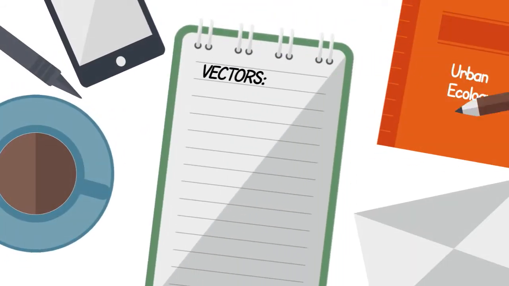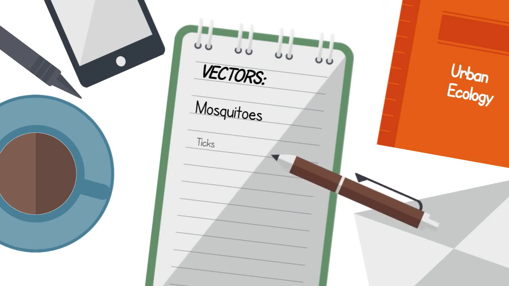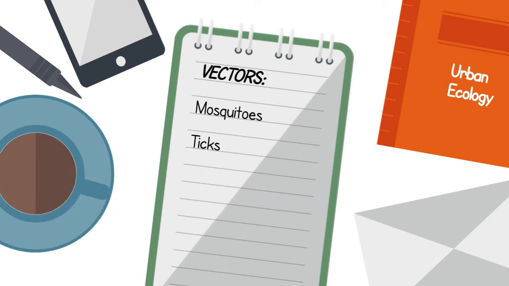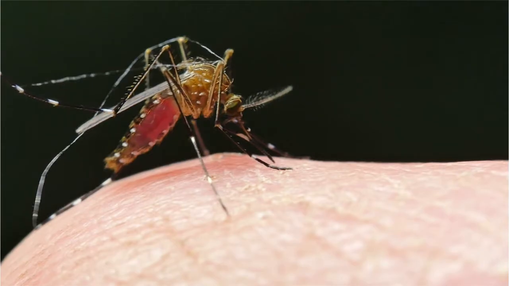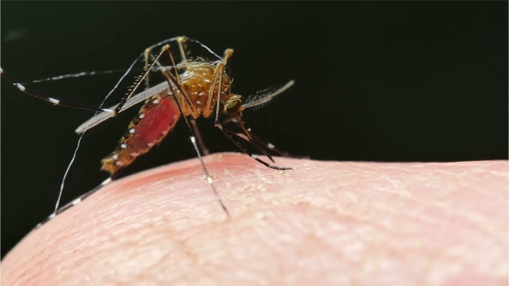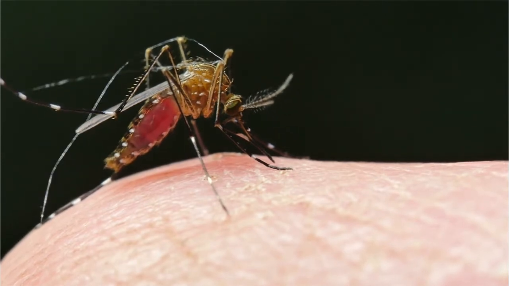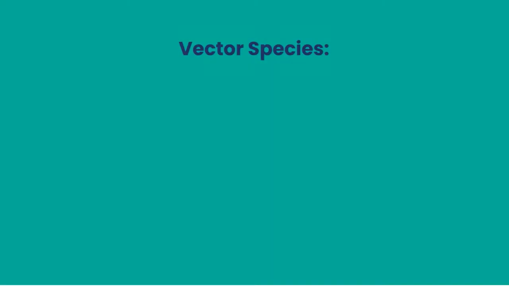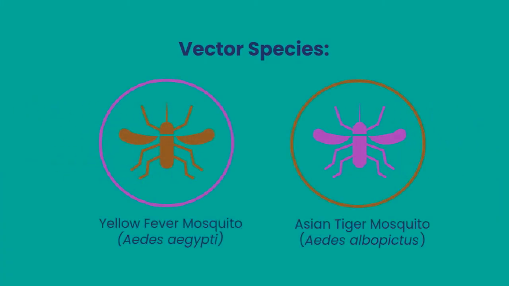Vectors are organisms that carry and transmit diseases. In this video, we'll be focusing on mosquitoes and ticks. A mosquito! Those things are nasty. Here are two of the most common species contributing to the spread of infectious disease globally.